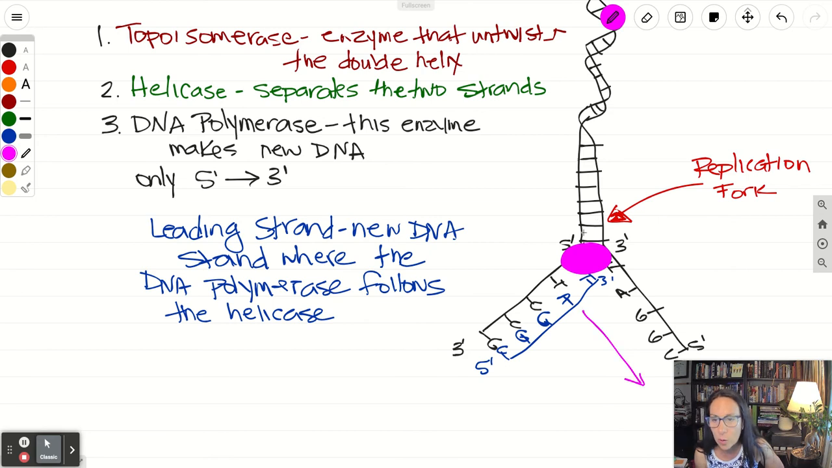So helicase unzipped it. This is the replication fork. DNA polymerase is going to start here and move in the opposite direction of helicase. So the new strand, I'm going to make it blue. I'm going to put it here, going in this direction, where this is the 3 prime end and this is the 5 prime end, because DNA polymerase can only work from 5 prime to 3 prime.